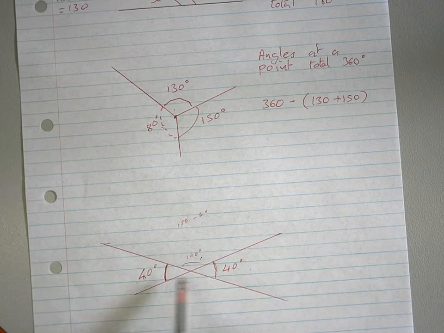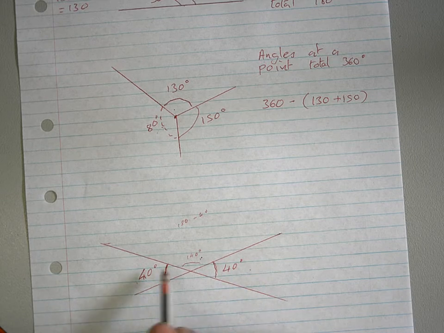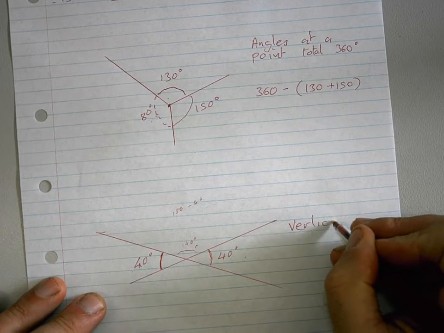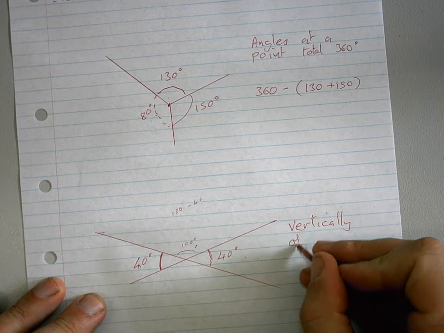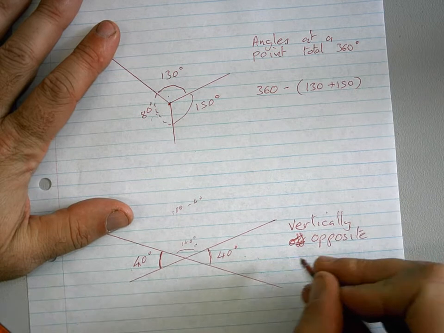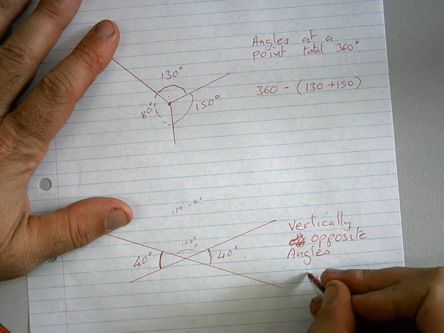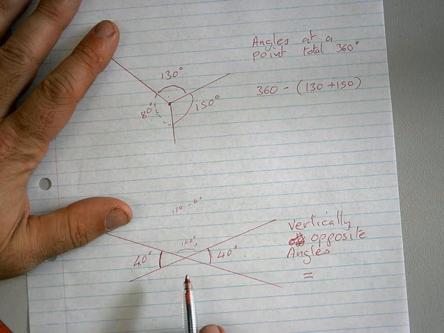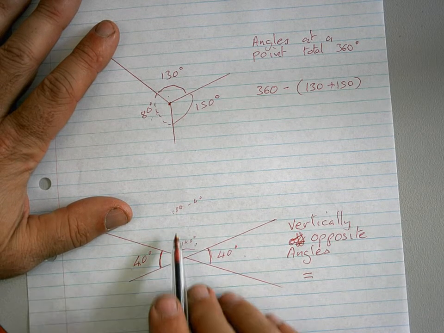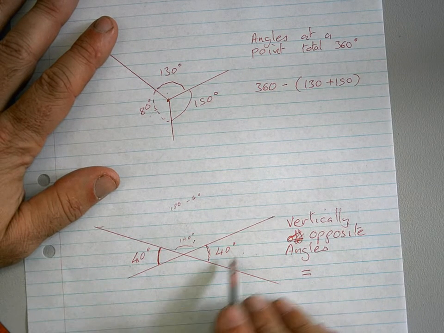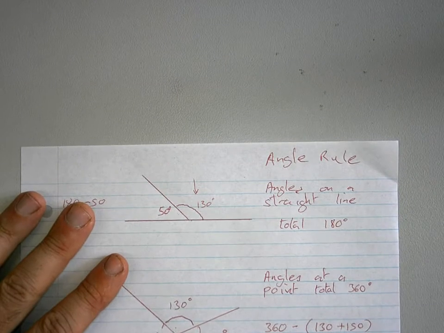Or in other words, angles that make a cross, the opposite angles, are the same size. Now these are called vertically opposite angles. So when you see the cross, now if that's 140, then that is also 140. So angles that make a cross shape are called vertically opposite angles and are exactly the same size. And I just went through the logic of why, because of what I told you up there.